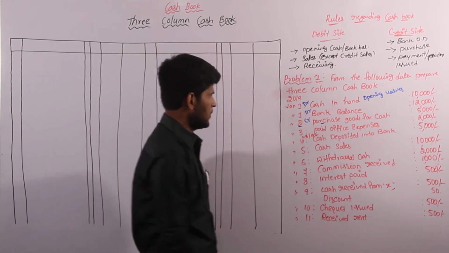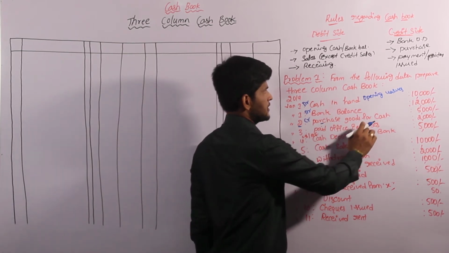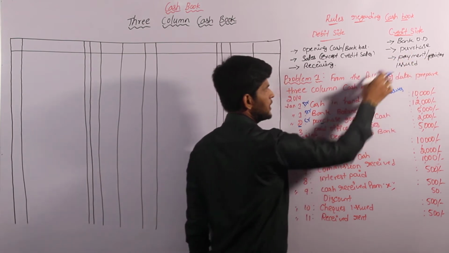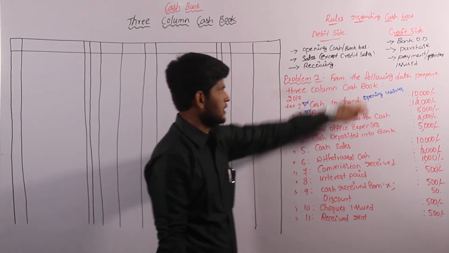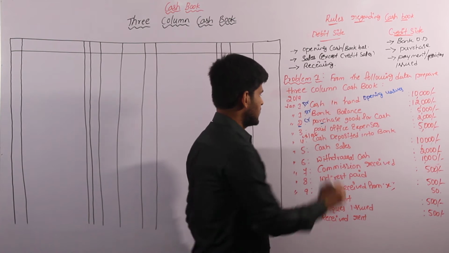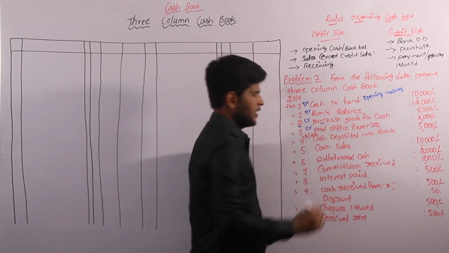And come to the next one, paid office expenses, payment paid. These are all converted into the expenses concept. Expenses are always on the credit side. This one also goes to the credit side.